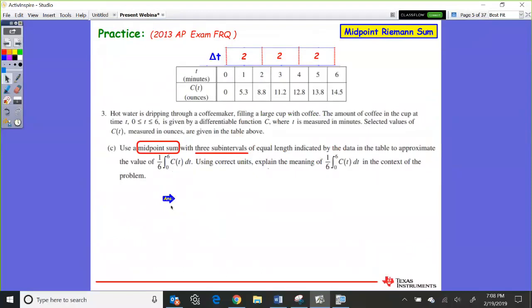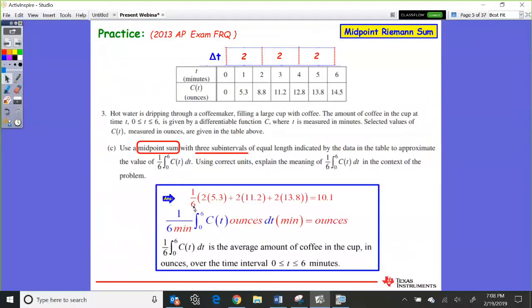Now, this particular problem asks them to find that midpoint sum with 3 subintervals, and then use correct units and explain the meaning of that particular integral. So there's your midpoint, so that you've got the 2 being the base, times the height, 5.3, 2 times 11.2, the middle, and so forth.